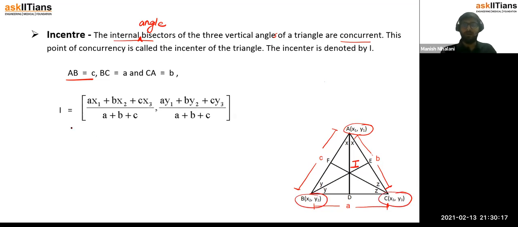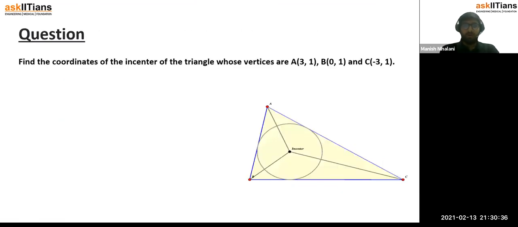Similarly, if you talk about the incenter, you would say the incenter is ax1 plus bx2 plus cx3 whole divided by 3. This is the x coordinate, and the y coordinate is similar to that, right? So now let's use this formula in a question.